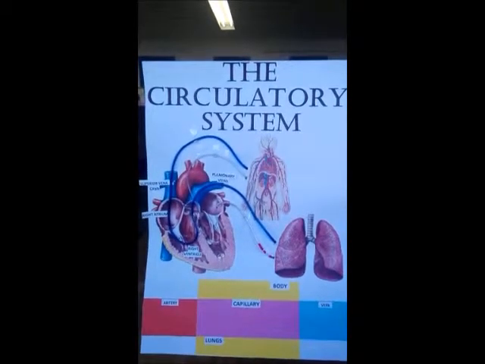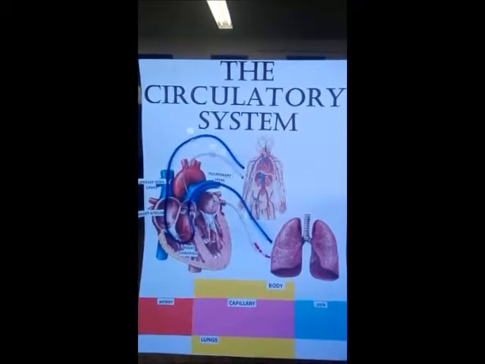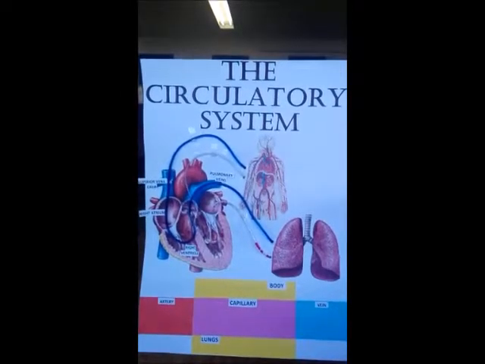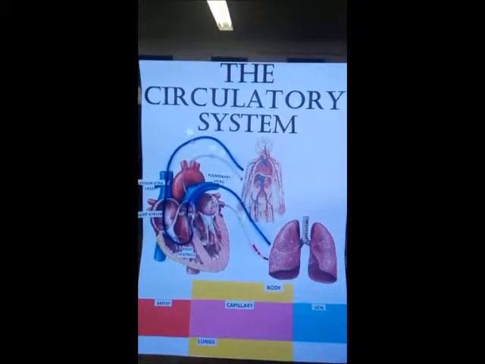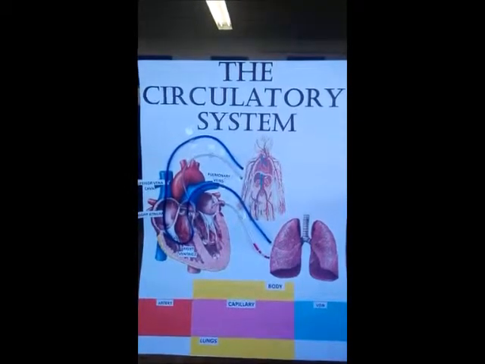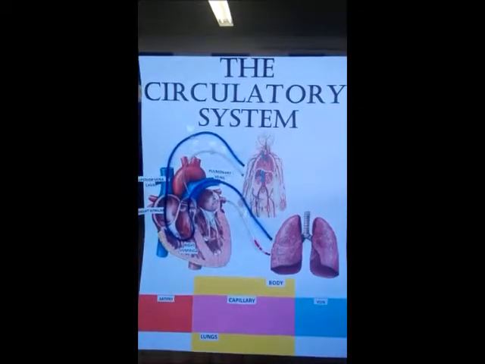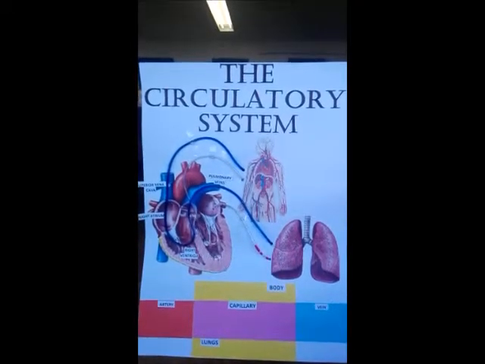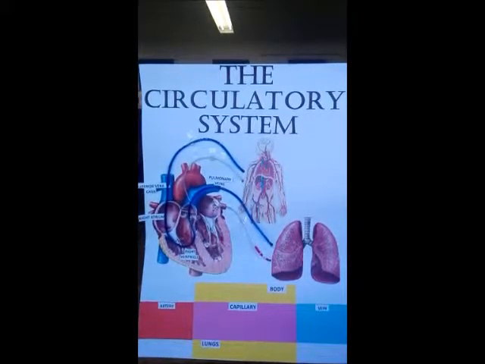The ventricle then contracts, and this pumps the deoxygenated blood from the heart out through the pulmonary artery to the lungs. In the lungs, oxygen moves into the blood and carbon dioxide moves out of the blood through diffusion.